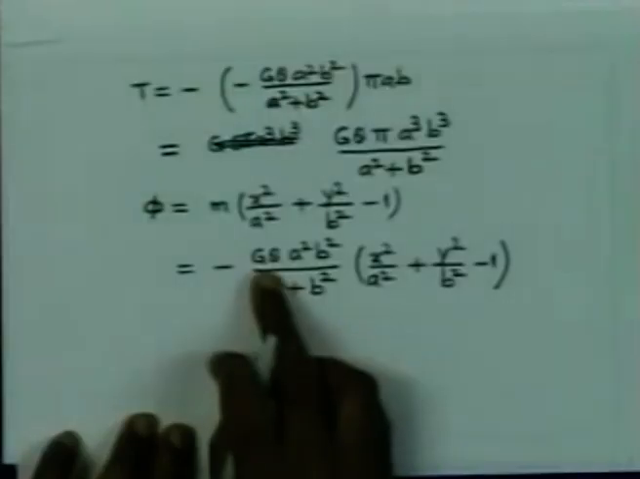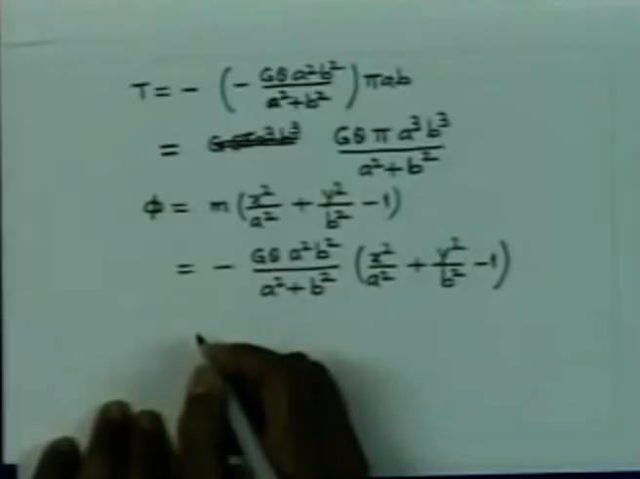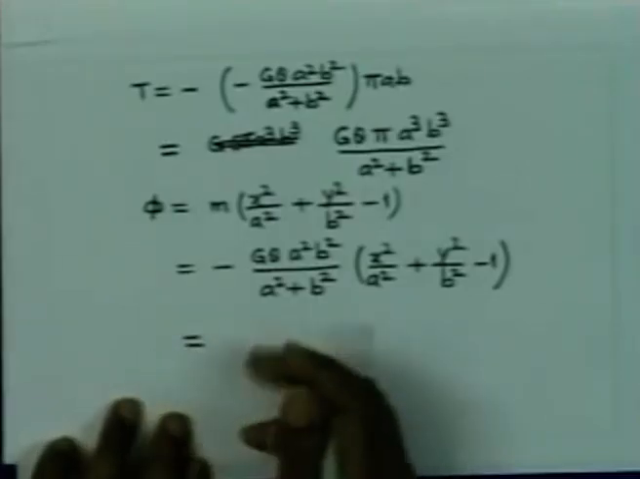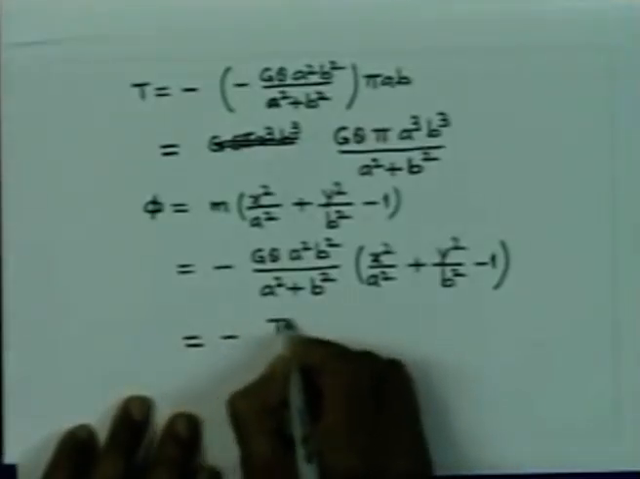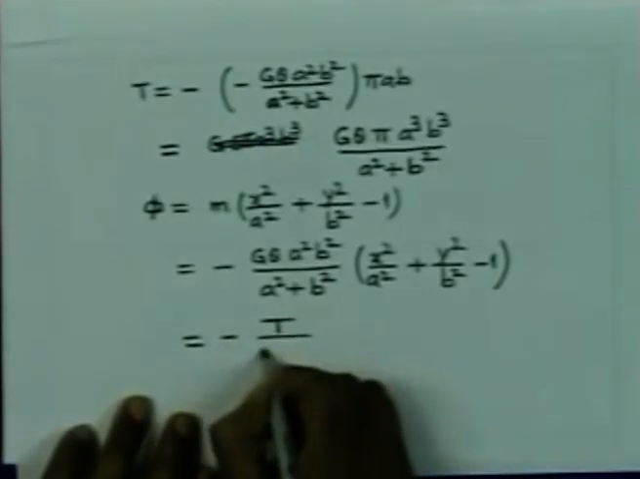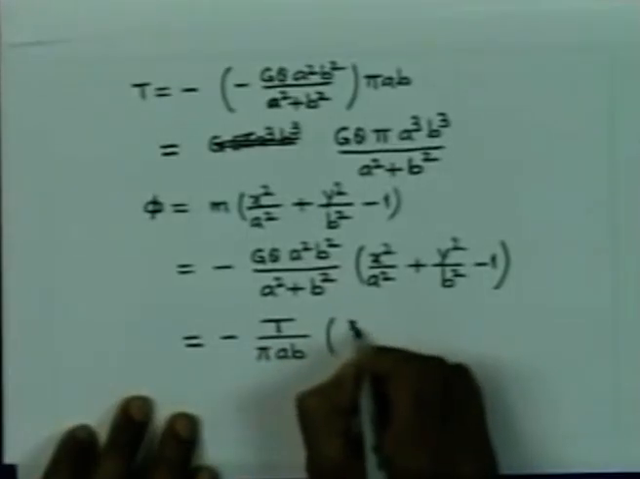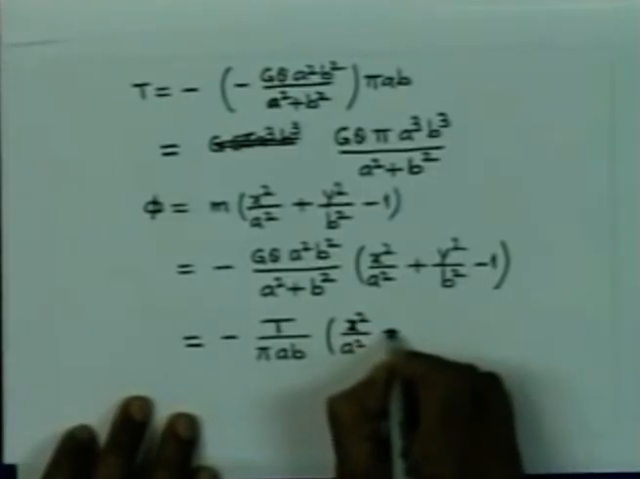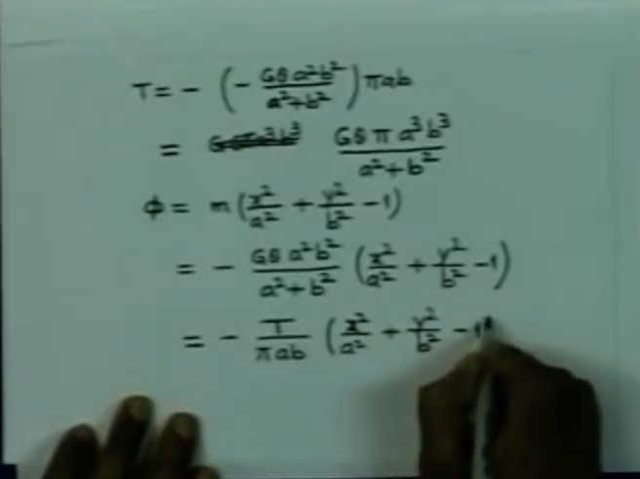Now, if we write this G theta in terms of t, then I can write that this is nothing but minus t by pi a b into x square by a square plus y square by b square minus 1.